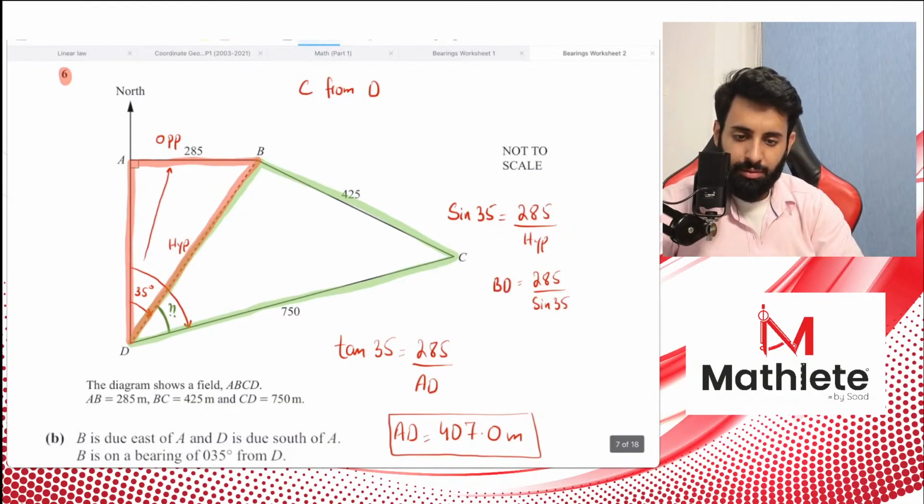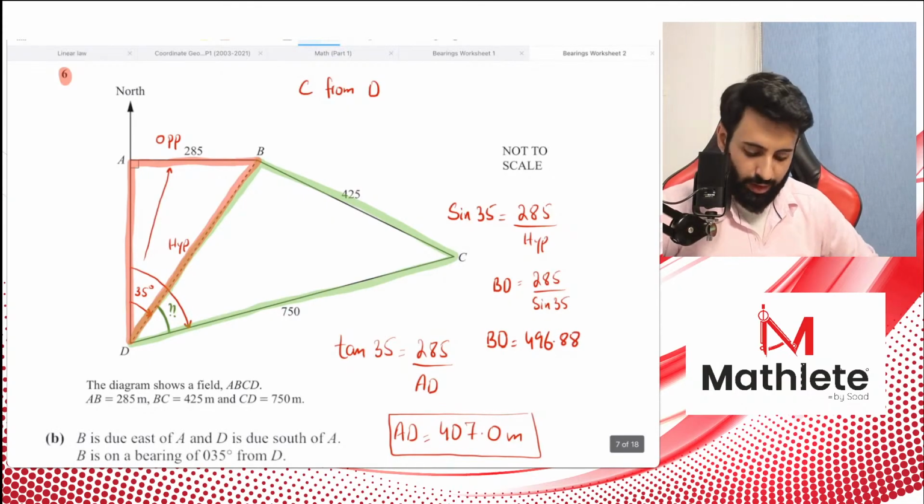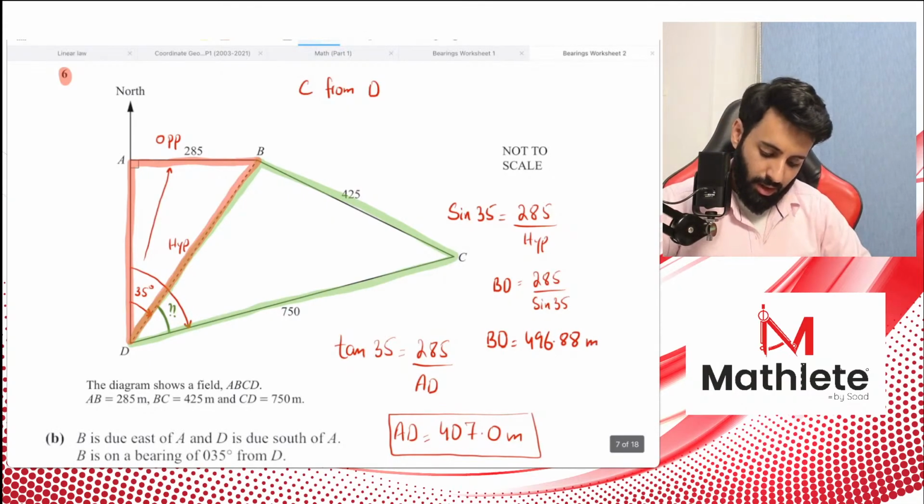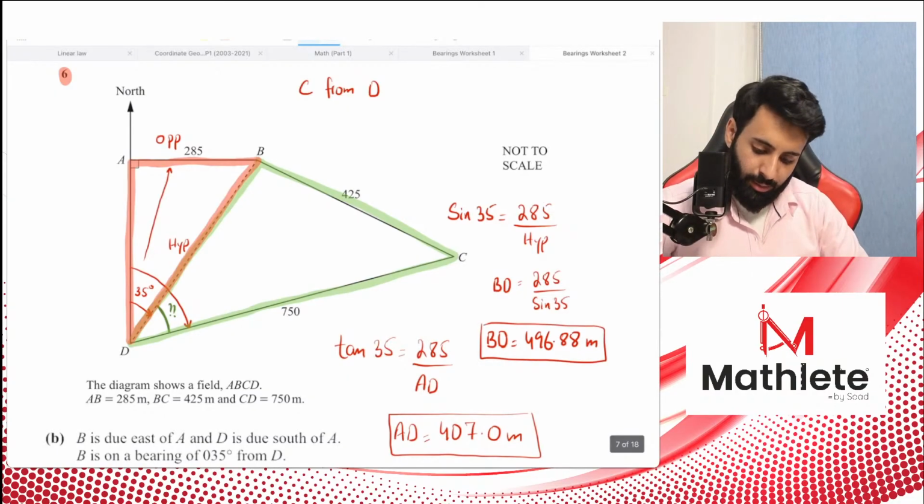Okay, 285 divided by sine 35. What do we have? We have 496.88. So BD is 496.88. Now, since this is not the final answer, I am going to use it as it is. Okay. Now that we have 496.88, although, let me show you guys something.